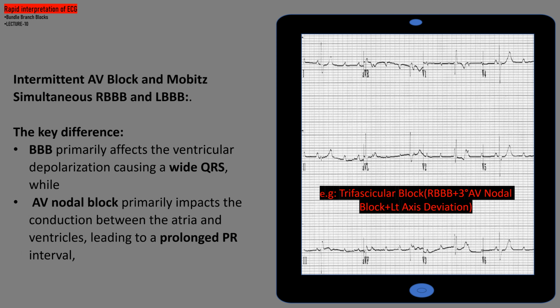Intermittent bundle branch blocks can sometimes progress to higher degrees of atrioventricular block. In a complete atrioventricular block, also known as third-degree atrioventricular block, both bundle branches are blocked, preventing any atrial impulses from reaching the ventricles. This results in P waves that do not have corresponding QRS complexes.